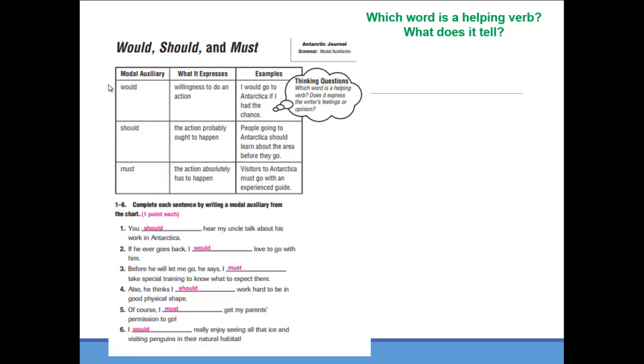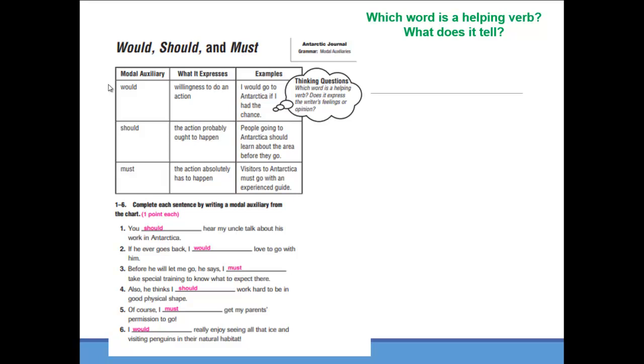The next one, should. It shows that the action probably ought to happen. It's better for the action to happen that way. For example, people going to Antarctica should learn about the area before they go. So it's better for the people who are going there to learn about the place before they go. So the verb should shows the action probably ought to happen, that it's better for the action to happen that way.